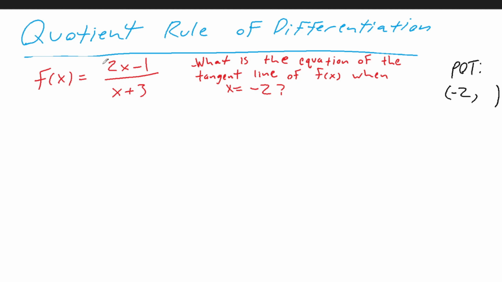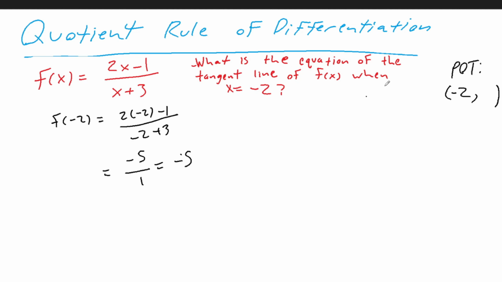So if we have f of -2, we'll do f of -2 equals 2 times -2 minus 1, over -2 plus 3, which is equal to -4 minus 1, which is -5, over -2 plus 3, which is 1, so it's equal to -5. So our point of tangency is going to be -2, -5.